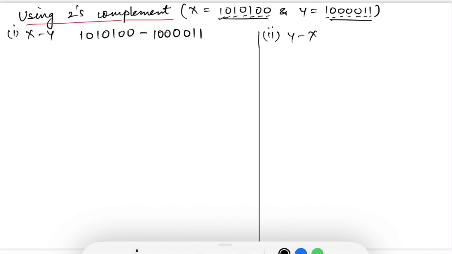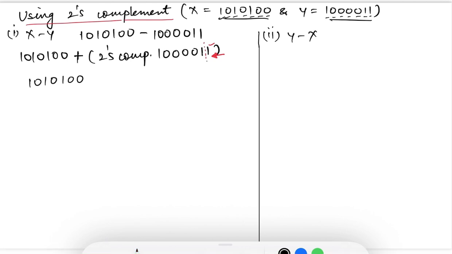So first x minus y, what can I write? 1010100 plus the 2's complement of the second number. I can write it like this. Now calculate the 2's complement of the second number. So what was the trick? From the right, encounter the first one and draw a line here. So it must be plus. Okay, now add the two numbers.